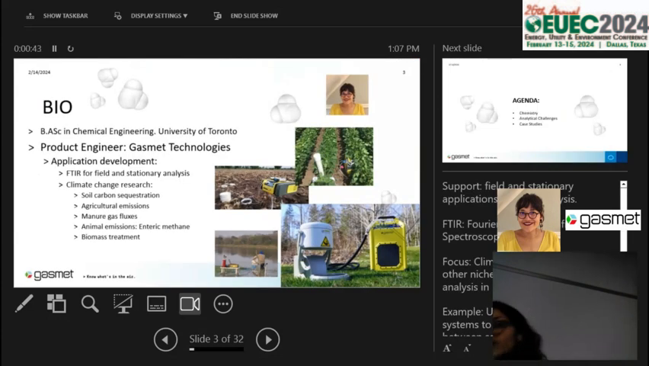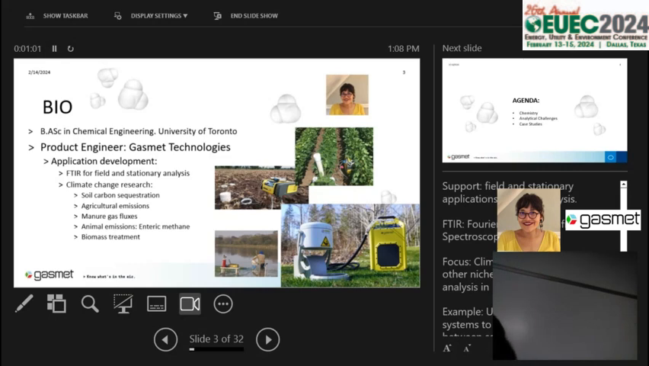So FTIR stands for Fourier Transform Infrared Spectroscopy. My work at Gasmet has been in supporting field and stationary applications for FTIR analysis, with a focus on climate change research and other niche applications for multi-gas analysis.